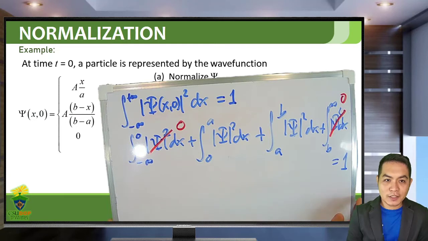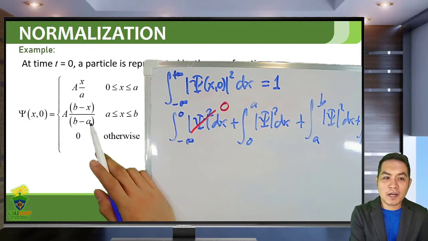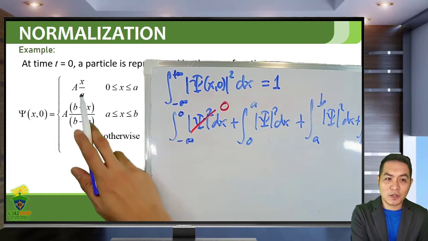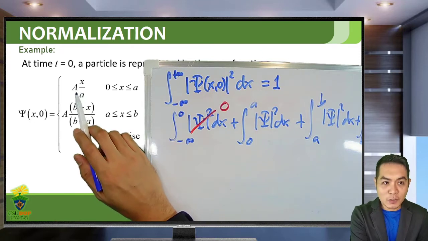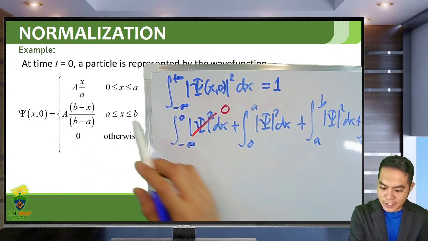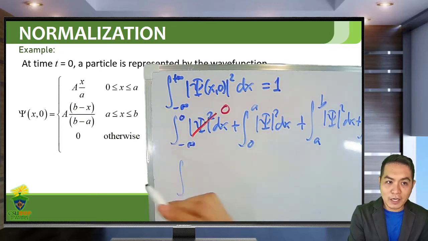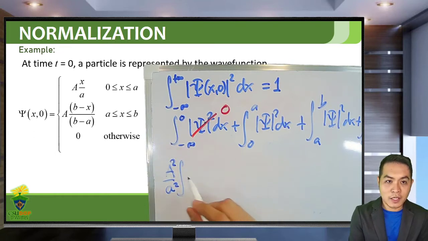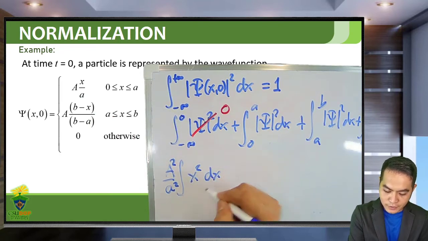From 0 to a, our wave function is this one. You will notice our wave functions are real. There's no imaginary component. So the absolute value of psi squared is just psi squared, the square of your wave function. The square of this is A squared x squared over a squared. I will take out the constants: big A is a constant, small a is a constant. Then the only thing inside the integral is x squared dx from 0 to a.